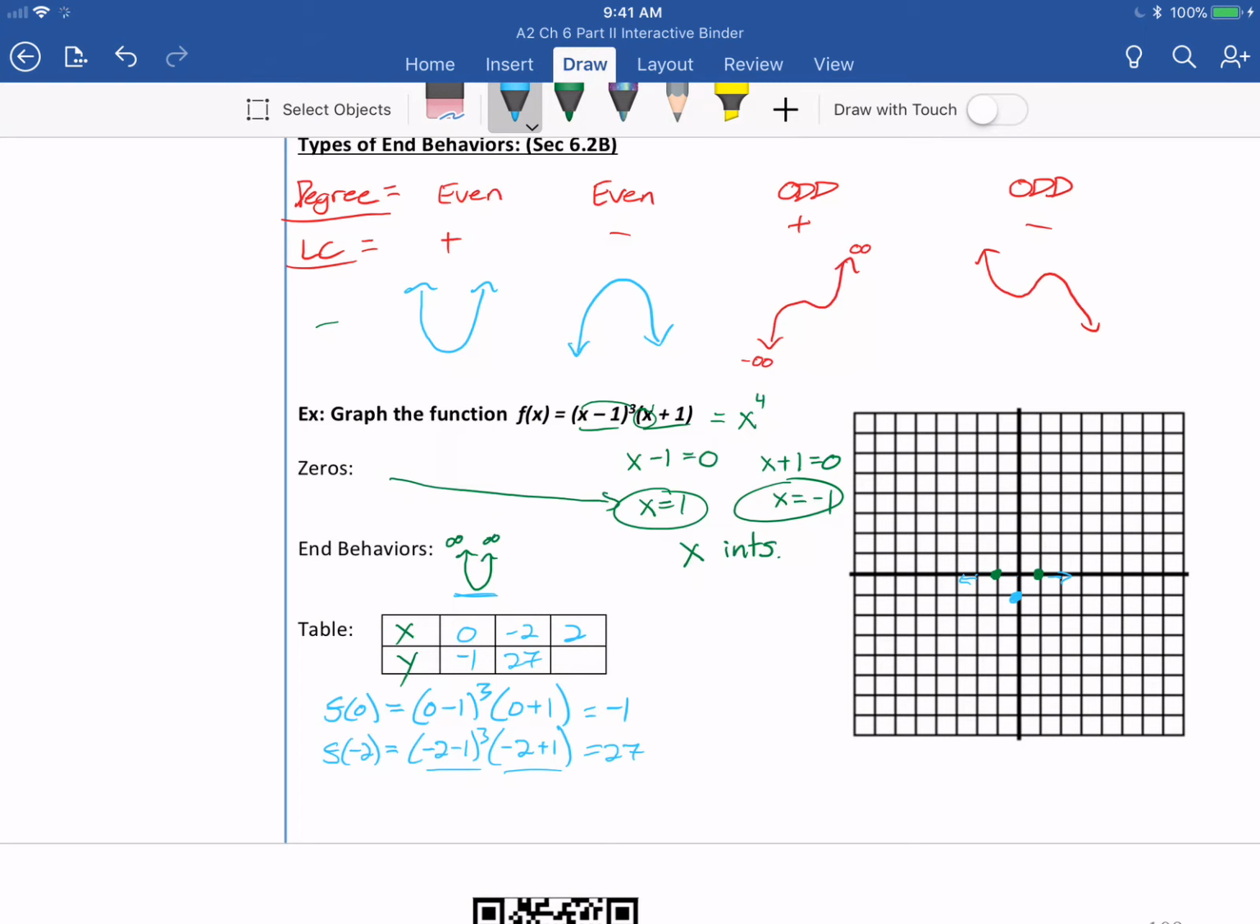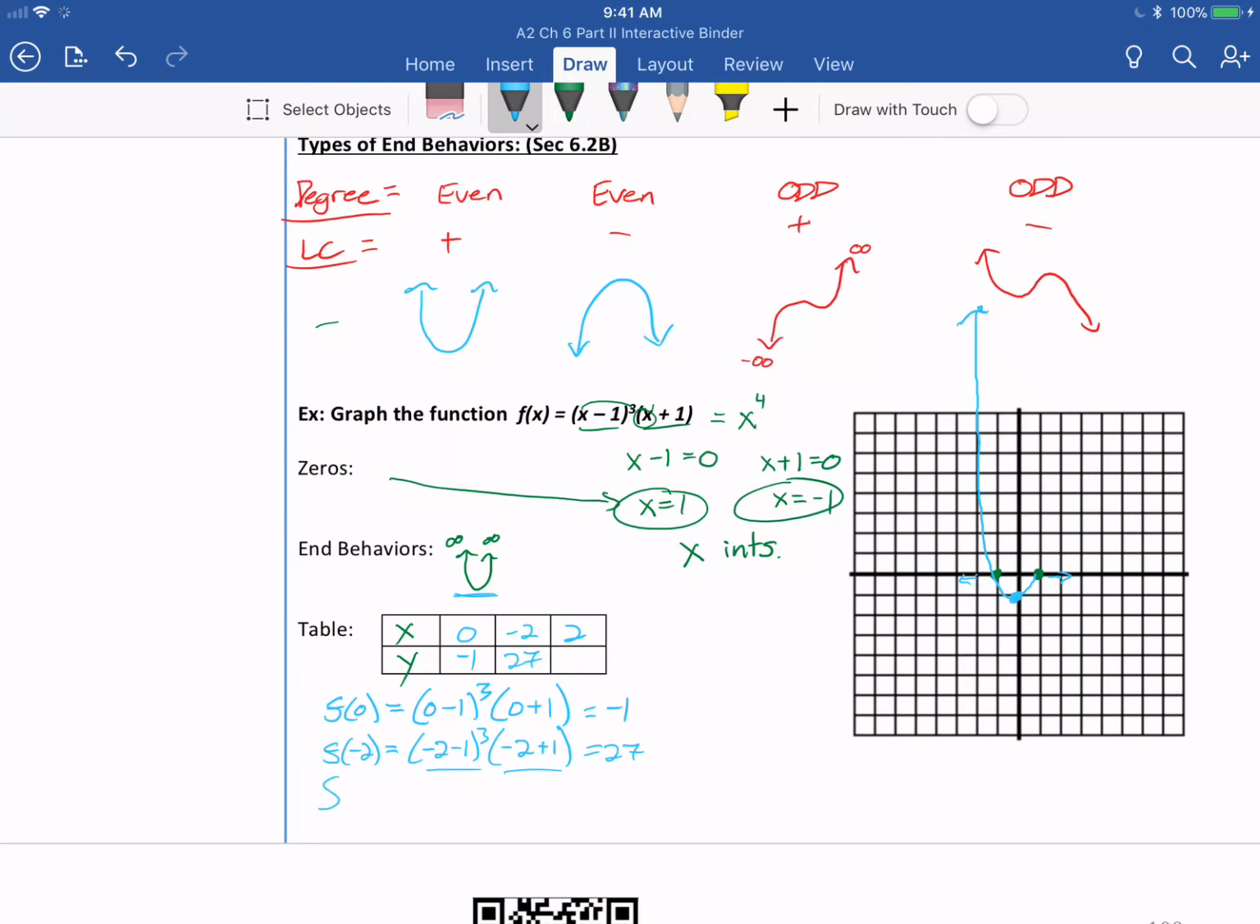So that means I have negative 2 and positive 27 is going to be somewhere way up there, right? So that's what my graph is going to do. It's going to come in from here. It's going to go in through here. It's going to go in here, and we're going to find out what it does after it hits that last green dot. So let's plug in 2 to find out what this looks like.